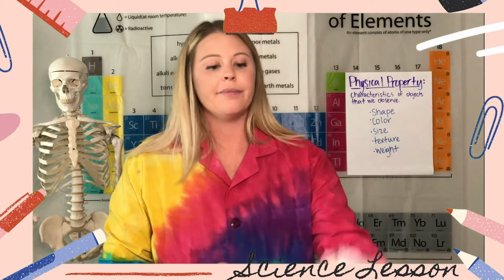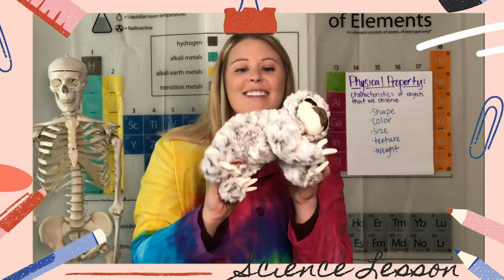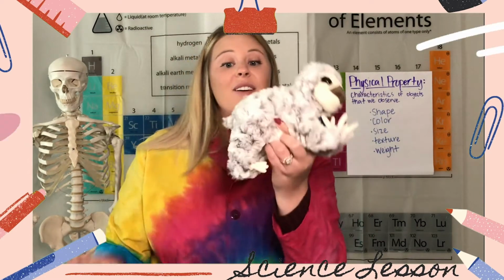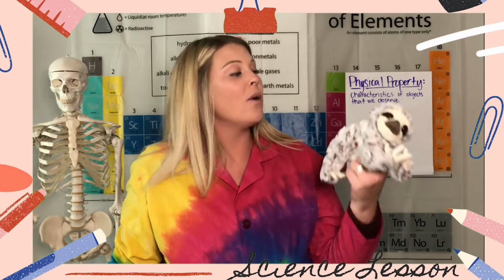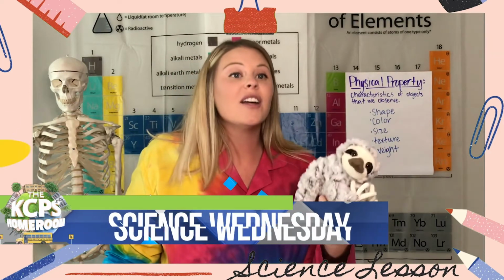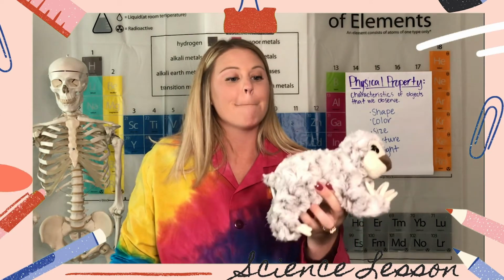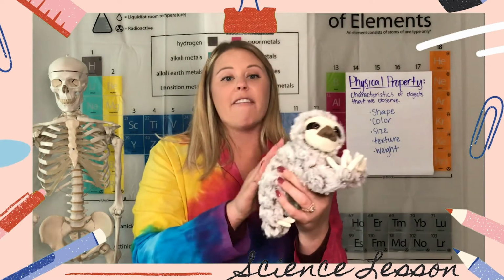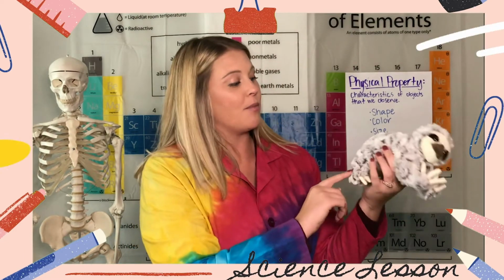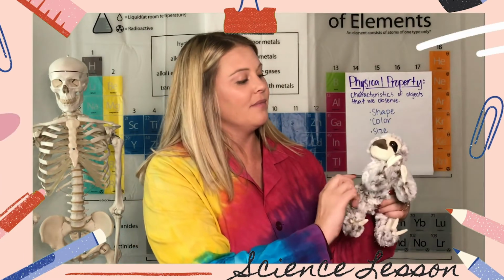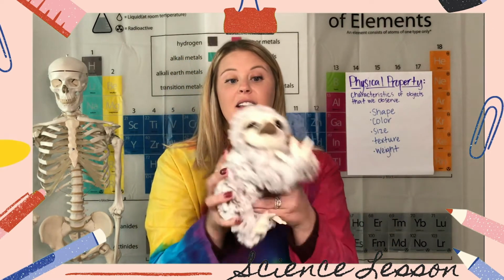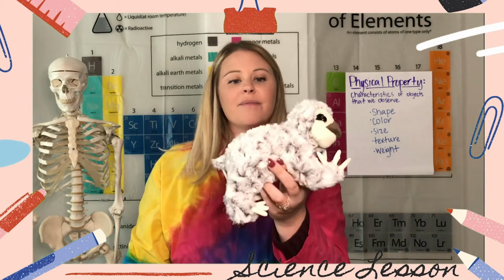How about this little guy? This little guy is a stuffed sloth. What do you notice? I notice, first of all, that it's multiple colors. What colors describe the physical properties of this sloth? What do you see? Has some white fur on it. There's some brown fur. It's got brown on its nose, black on its eyes. Yeah, that describes the color.